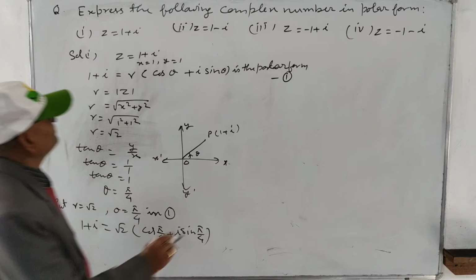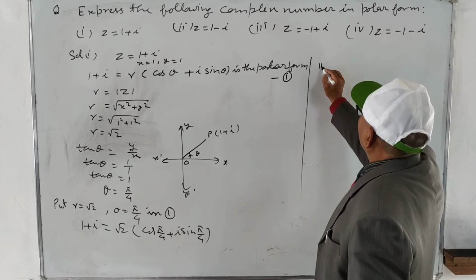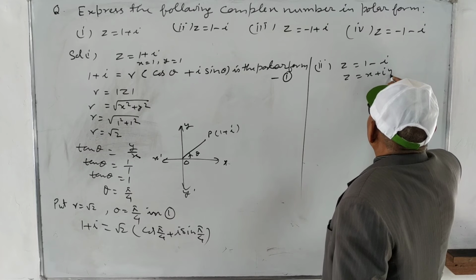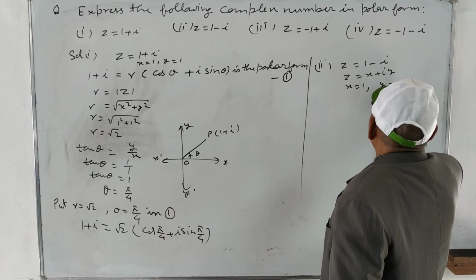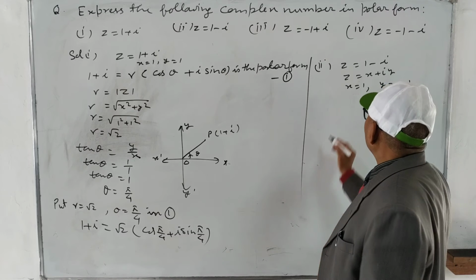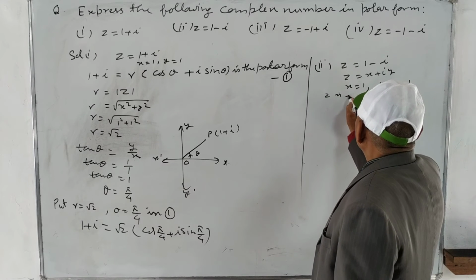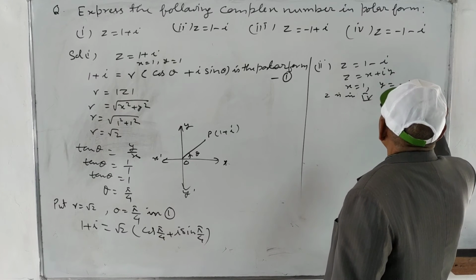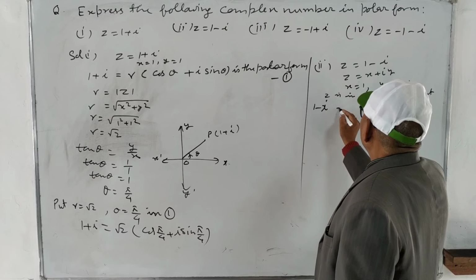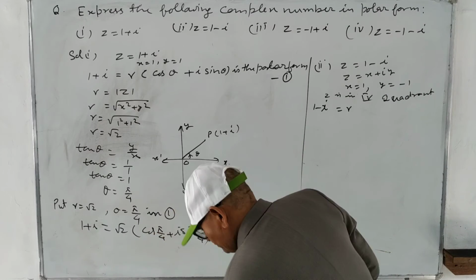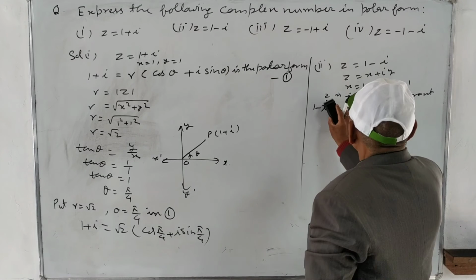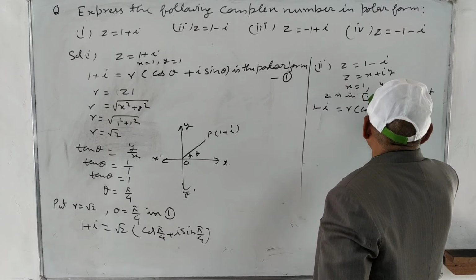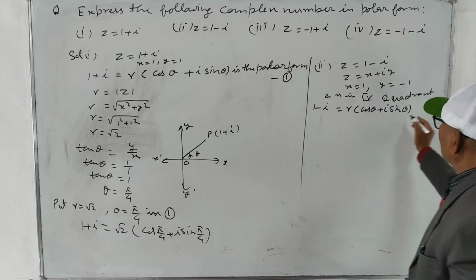Now second, your second is z equal to 1 minus i. From z equal to x plus iy, x is 1, y is minus 1. X is positive, y is negative. Z is in the fourth quadrant. So in this way you can write 1 minus i equal to r in the bracket, cos theta plus i sin theta. This is the polar form.